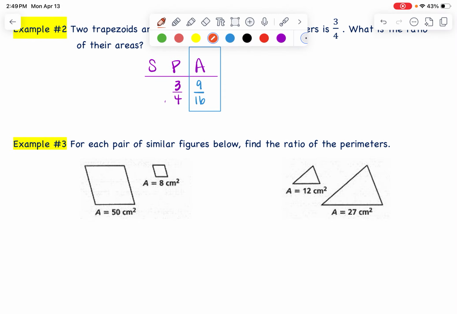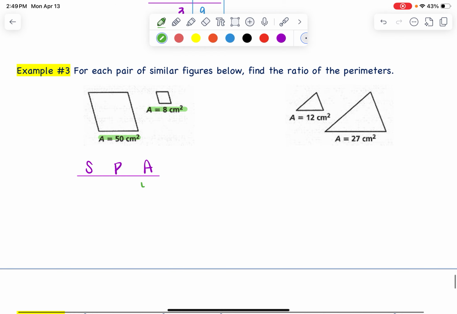It's the same exact question. It's just giving you the information in the picture. So here's my SPA chart. So they're obviously giving us the areas, right? The area ratio is 50 to 8. Right, so I'm going to put that over here.